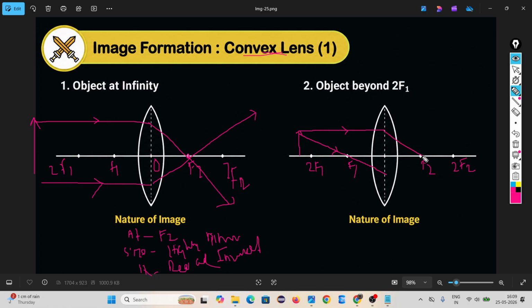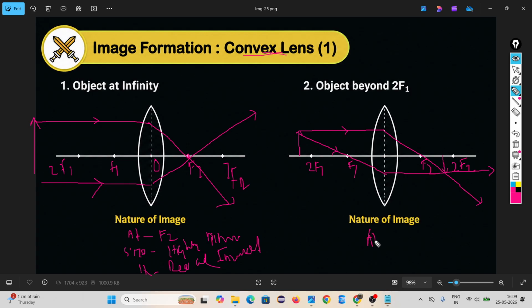After refraction, the ray passes through F2. And if the light comes through the focus, it stays parallel to the principal axis. Here the image is forming. Okay, nature of the image.